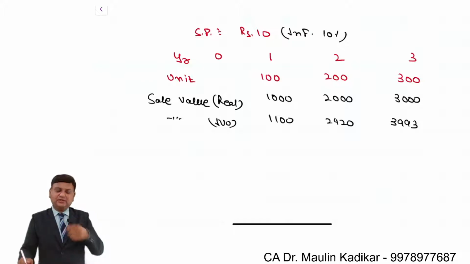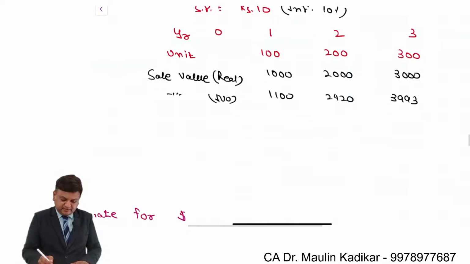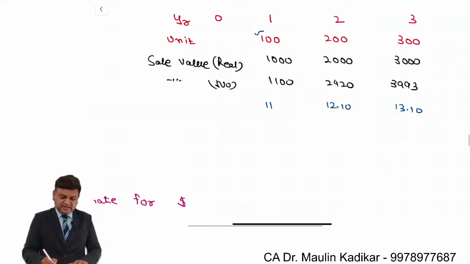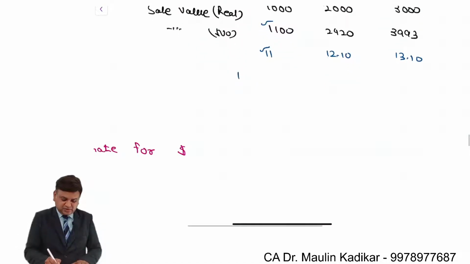So now basically what happens is that this selling price of 10 rupees will become 11 at the end of the first year, 12.1 at the end of the second year, and 13.31 at the end of the third year. So selling these 100 units at the rate of 11 is 1100, and that 1100 is found by me directly as 1000, that is real sales value, into 1.10 raised to 1.